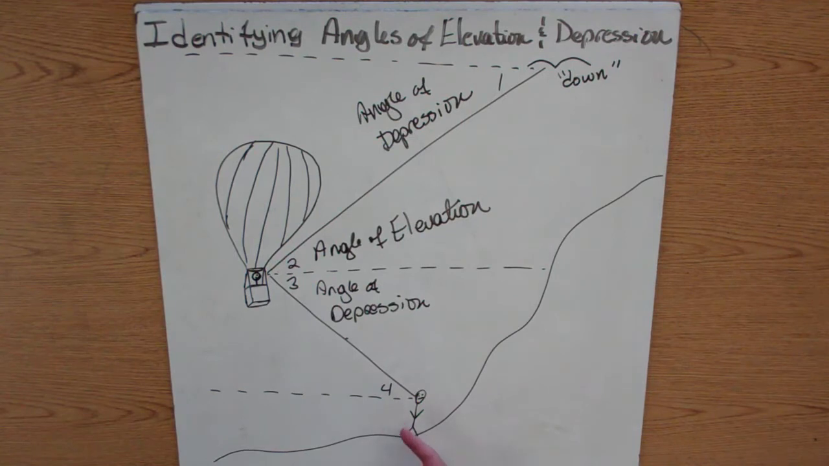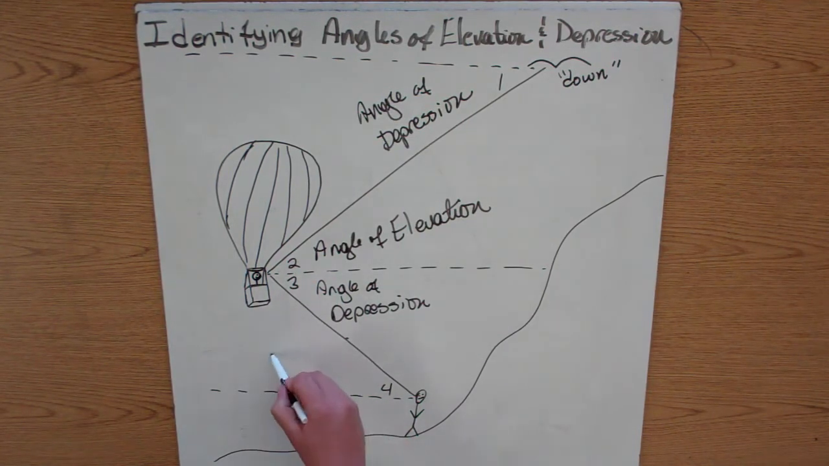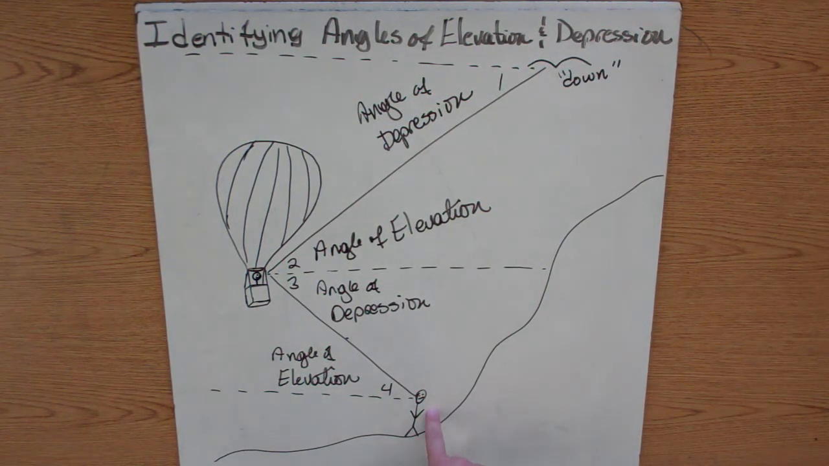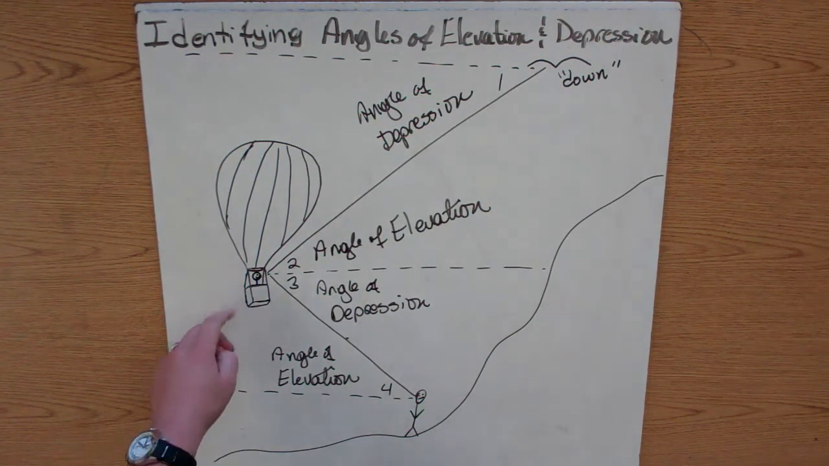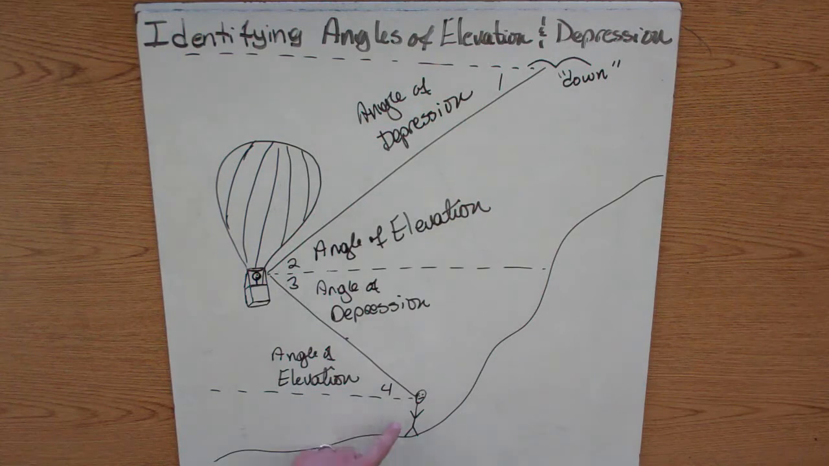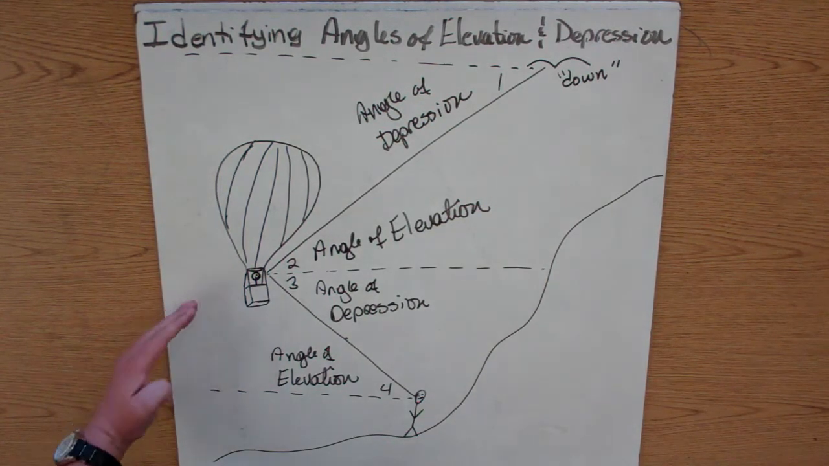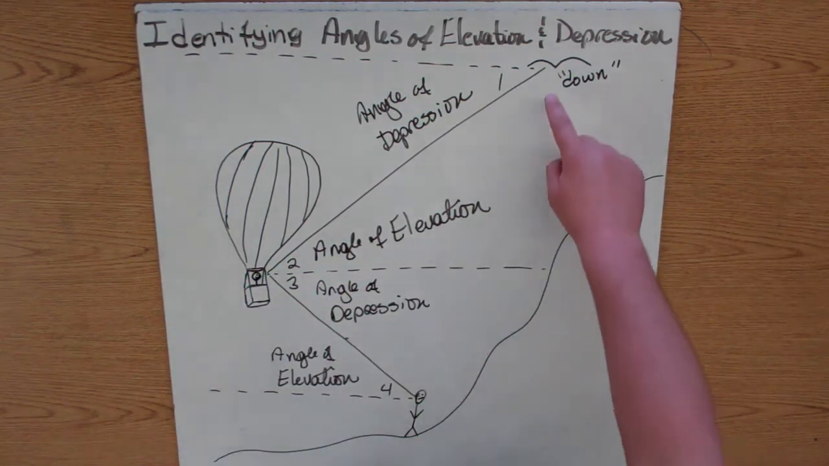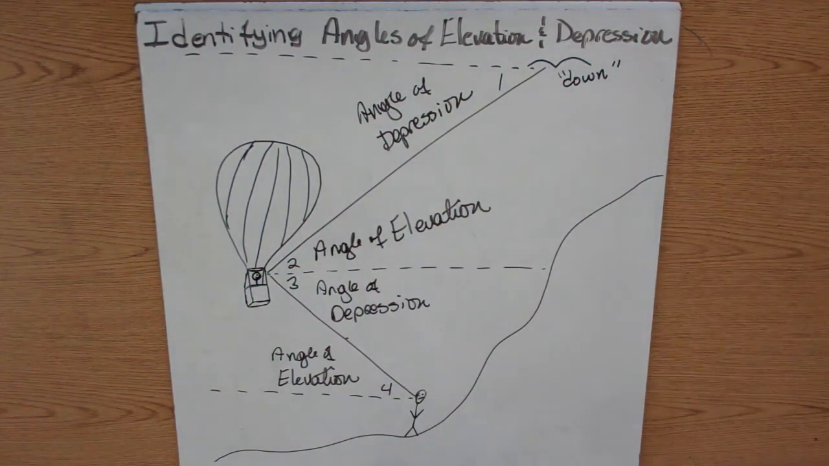Since this guy is looking up at you, that means it would be an angle of elevation. So put yourself here. If you look up, it's elevation. If you're in a hot air balloon and you look down at the hiker, that's depression. If you're in a hot air balloon and you look up to the bird, that's elevation. If you're the bird and you look down at the person in the hot air balloon, that's angle of depression.